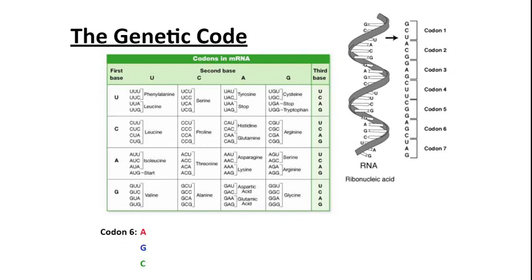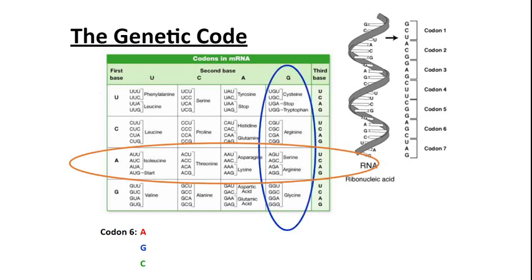Now, let's look at codon 6. Our first base is A, so we're going to be in that column with our A for our first base. Our second base is going to be G, so we're going to be in the far right column. And our last base is C. So we know our amino acid is going to be serine.